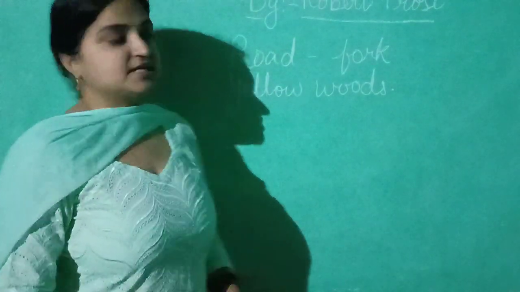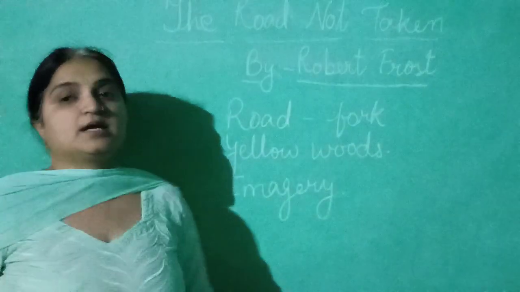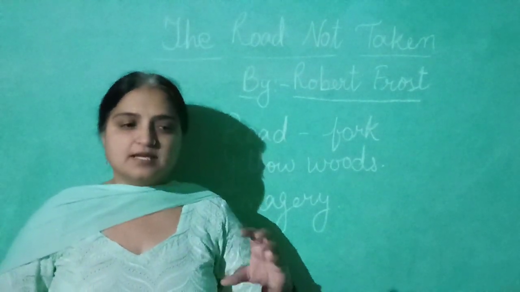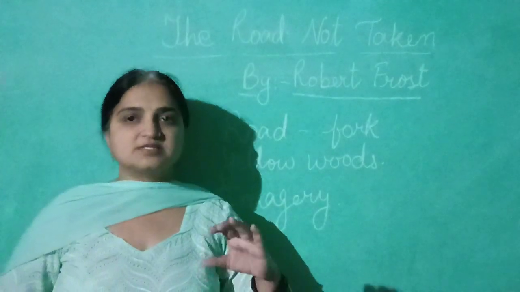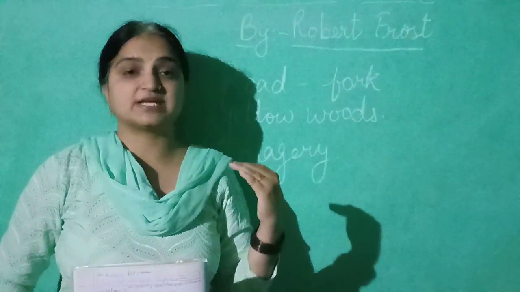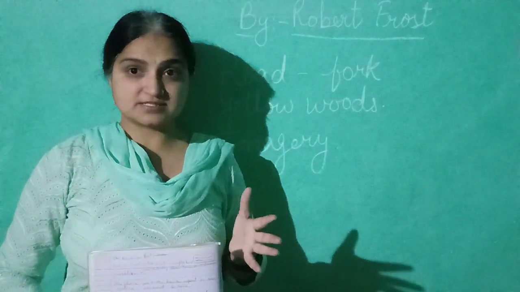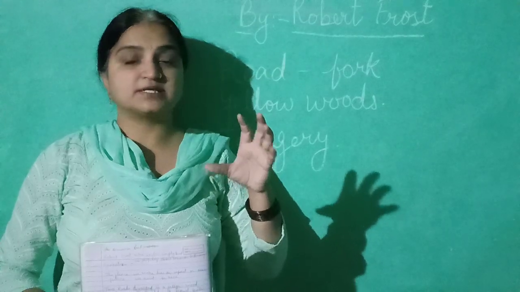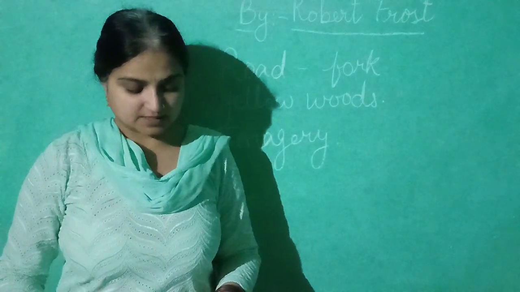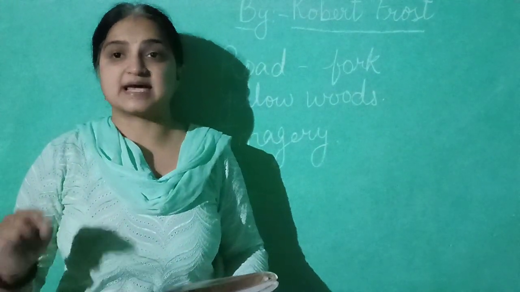Then it has imagery. And what is imagery? Imagery means when the poet describes something with the help of words, and when you listen to those words, your mind starts making images. Like when I say road, the image of the road flashes in my mind. When I say yellow woods, the image of a dried up forest flashes in my mind. So that is imagery.